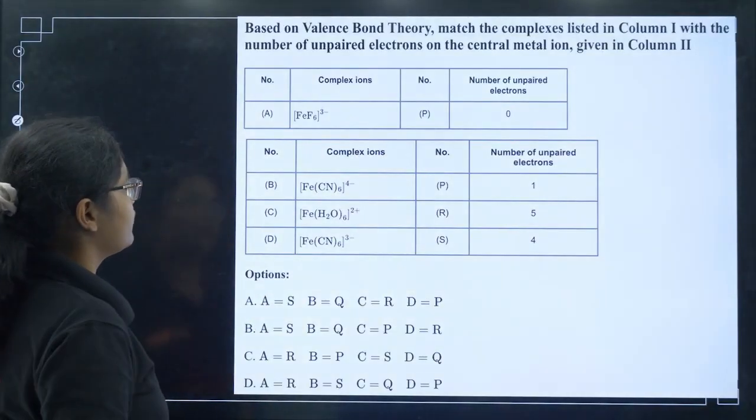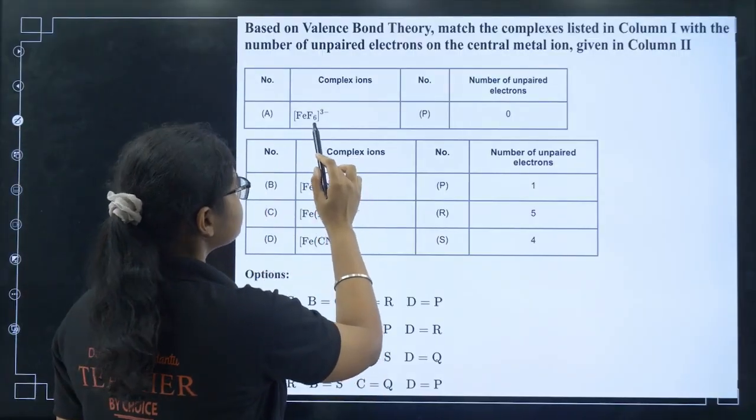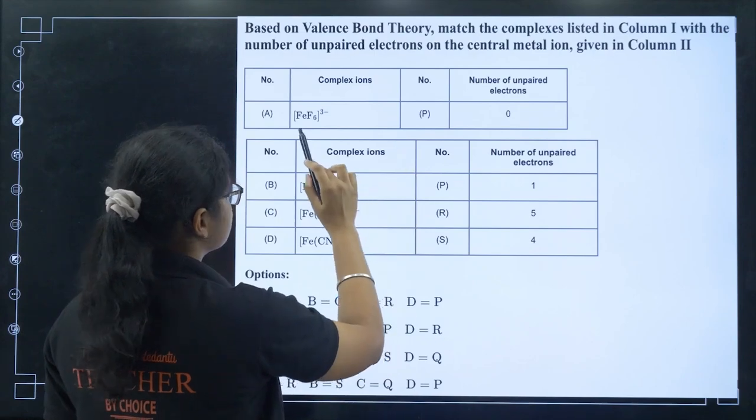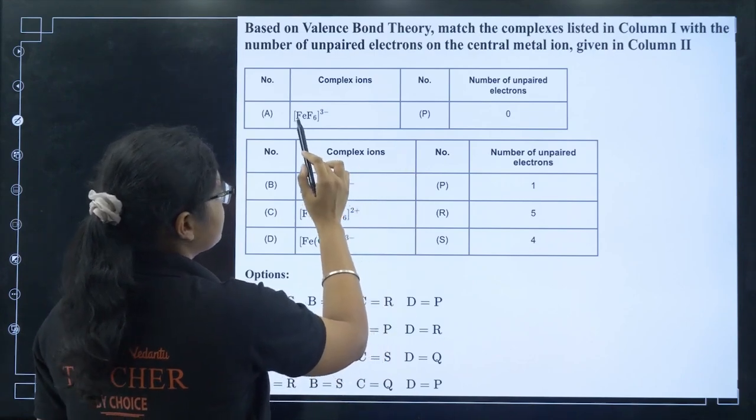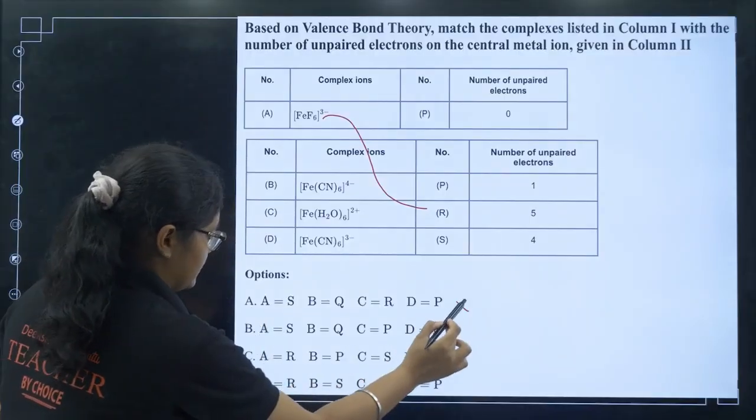Next, we have match the following here. So, FeF6 3 minus. What you have to do is find the number of unpaired electrons. It is a weak field case, Fe 3d5, right? So, it will have 5 unpaired electrons. A should be R. I can eliminate these two.